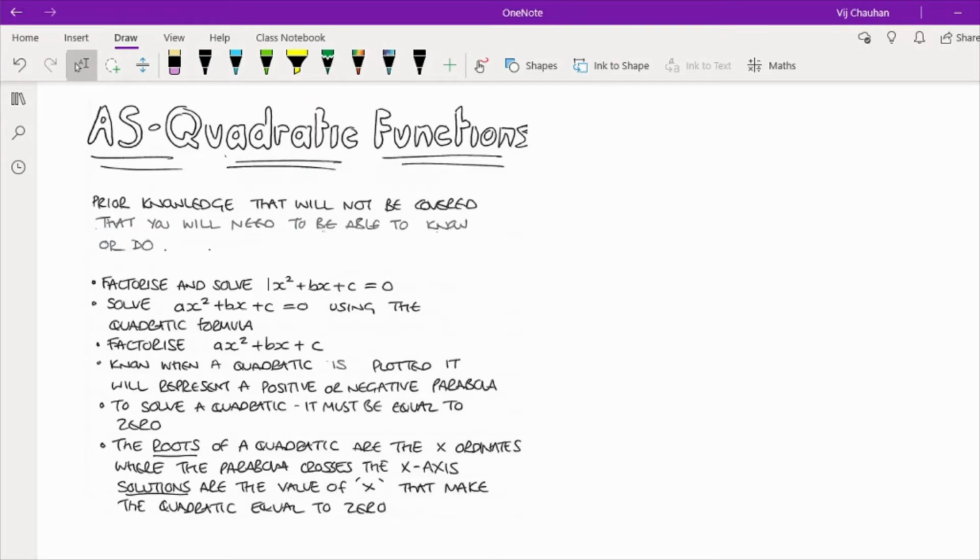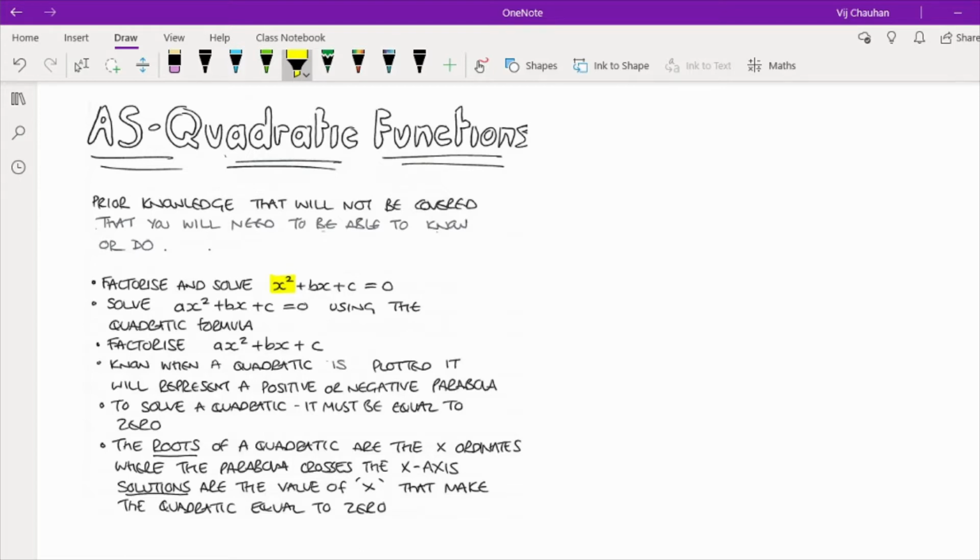So here is a list of prior knowledge that will most likely not be covered in your A-level classes, but something that you should be carrying forward from your GCSE classes. So the first thing you should be able to do is factorise and solve a basic quadratic equation. And when I say a basic quadratic equation, that's where you've got a single x squared. You also should be able to solve a quadratic using the quadratic formula when it's in the form of ax squared plus bx plus c is equal to 0.